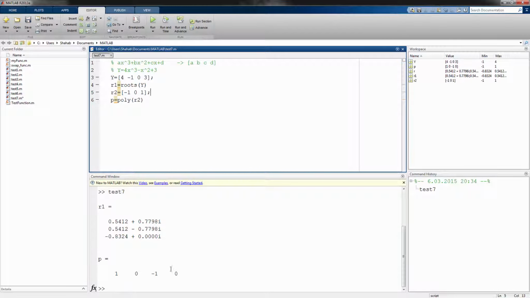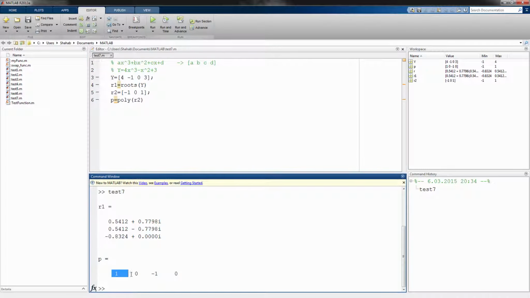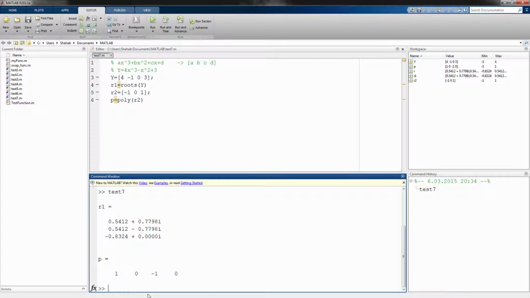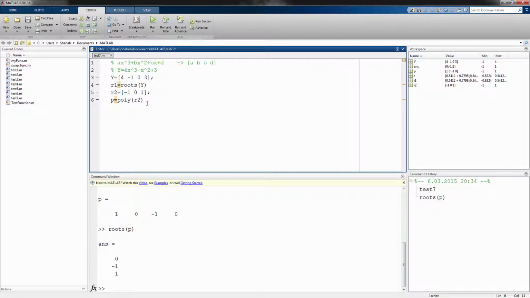If we run, we see that the polynomial is in this form: 1, 2, 3, 4. It will be of order 4, and then we will have the results minus 1, 0, and 1. We can easily test it by writing roots of my p, and it says that the roots are 0, minus 1, and 1.